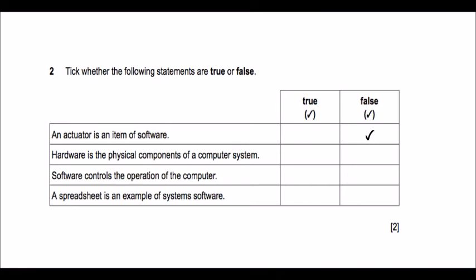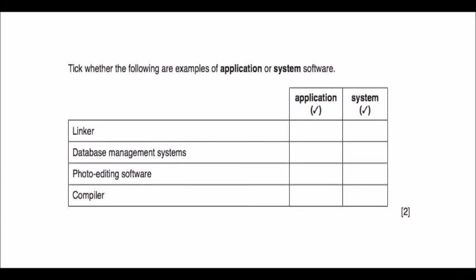Then for question number 2, hardware is the physical component of a computer system. Is that correct? Yes, excellent. That's correct. Software controls the operation of the computer. Is that correct? For sure, it's correct. Then a spreadsheet is an example of system software? Not at all. Spreadsheet is an example of application software. So the answer here is false. Now, next question. Tick whether the following are examples of application or system software.